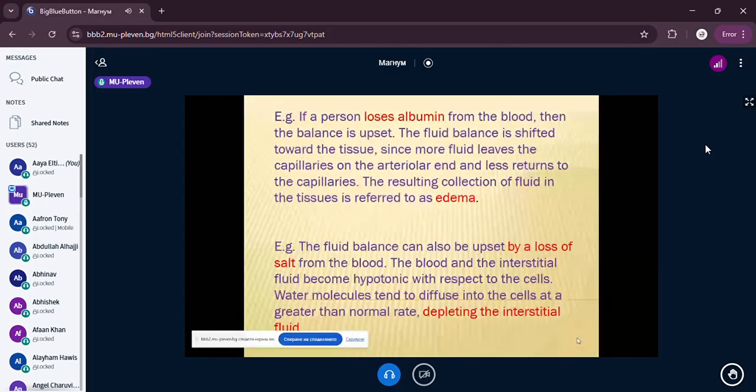Again, not working. I'm waiting for the presentation to be switched. In the text, it's given just edema. Edema, and we even show why it occurs. So, and then finally, not working.